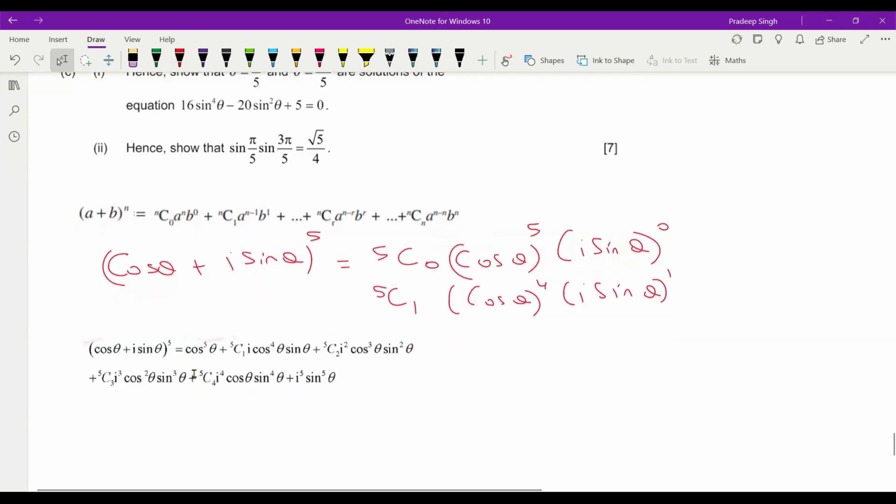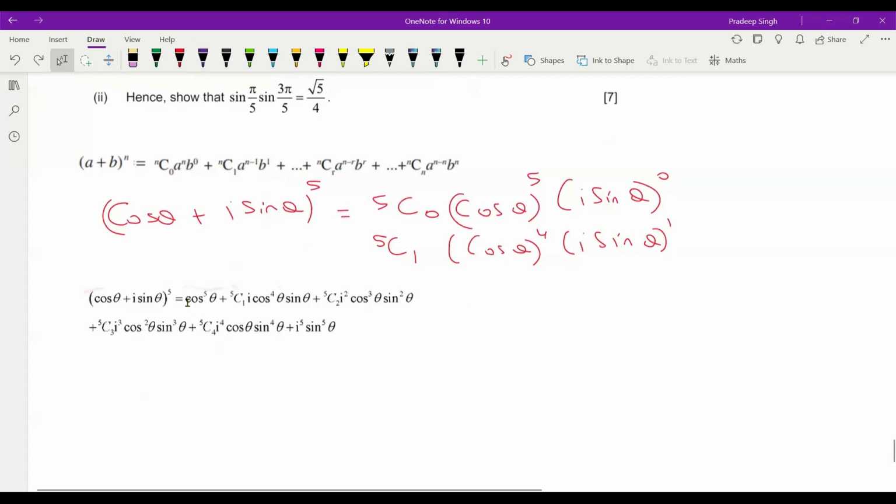Similarly, if we keep doing this to find the overall expansion, we will get this. In this, you can see there are a total of 6 terms. So this is the overall expansion of (cos θ + i sin θ)^5. The first term, cos^5 θ, is real, so let's keep it as it is. The second term has an i in it, so that's the imaginary part.